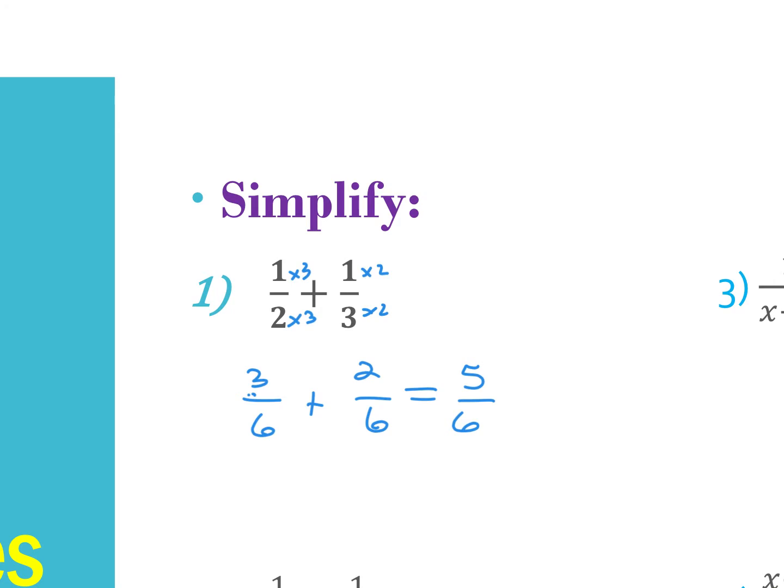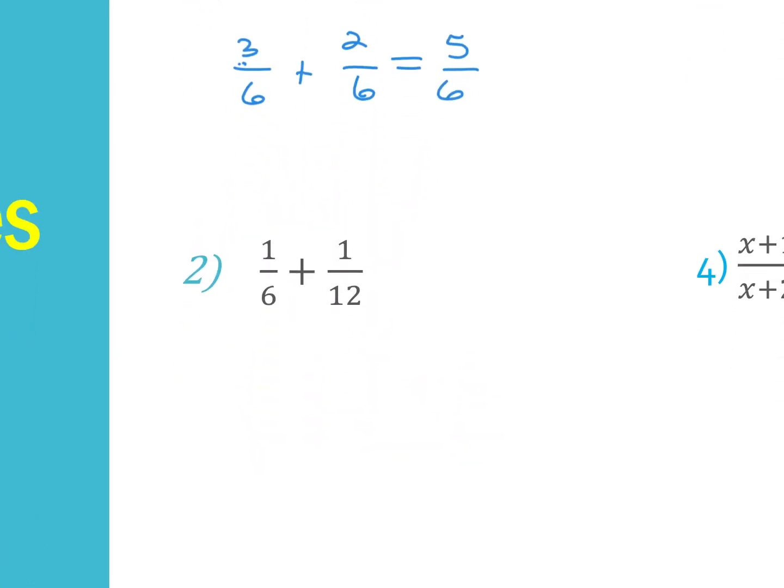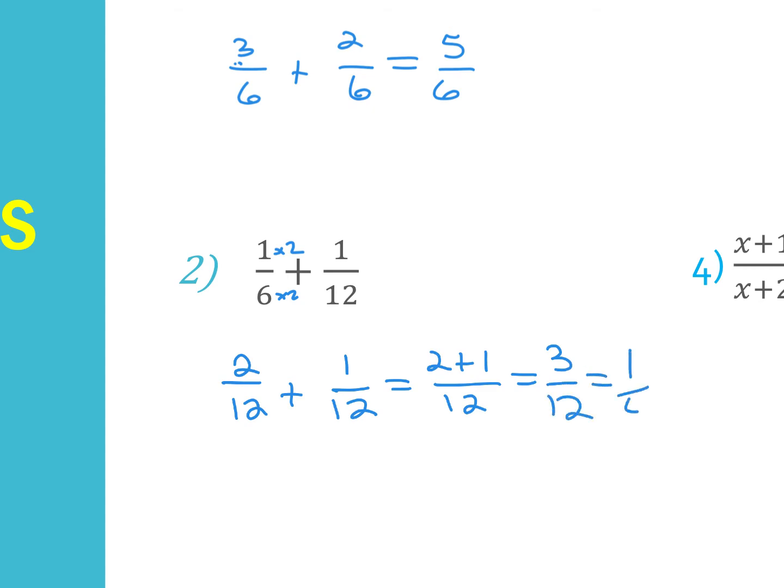Now, maybe to see this a little bit better, so the next one, number 2, same thing. Sometimes the LCD is already there, and you just have to change one of the fractions. So for example, the 1/6, I need to change that because my LCD here is 12. So the second one stays, but the first one I'm going to times the numerator and the denominator by 2. And then I can add 2 plus 1, keep the same bottom, and this becomes 3/12, and then we simplify.